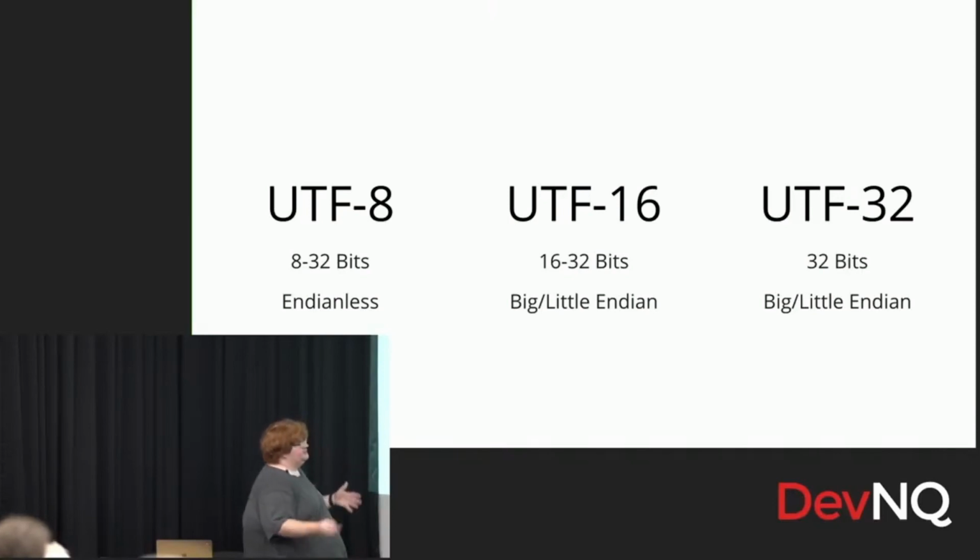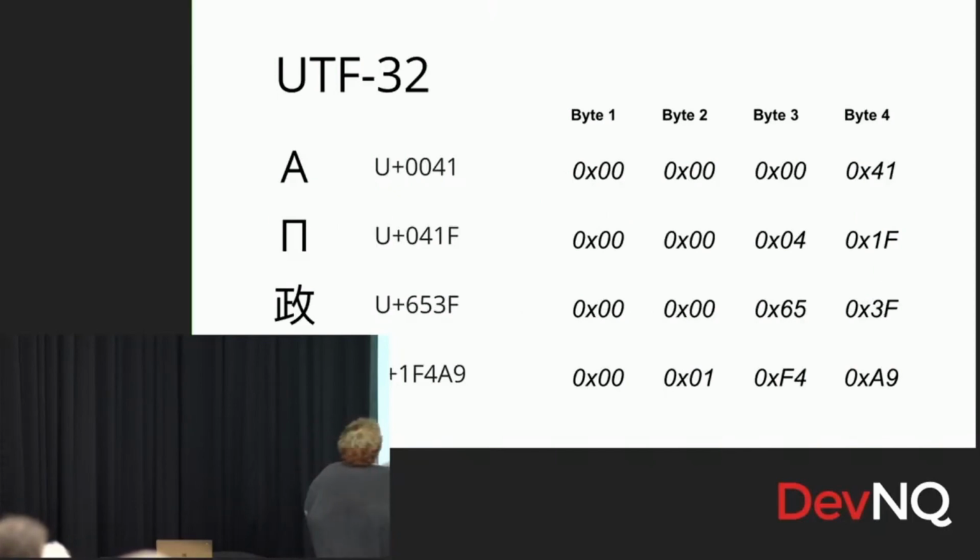There are also some properties about them, like their endianness. UTF-8 has no endian properties. It's always oriented the same way, but UTF-16 and UTF-32 both come in big and little endian. We'll walk into that a little bit further later.